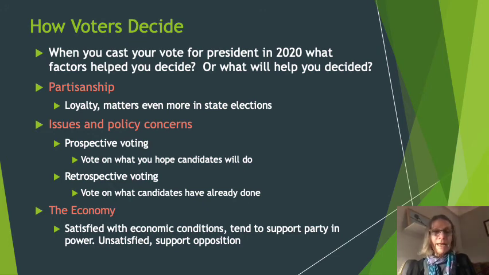However, that being the case, we still take it into consideration when we're casting our vote. If we're satisfied with economic conditions, if we think the economy is moving in the right direction, we tend to support the party that's in power, right?